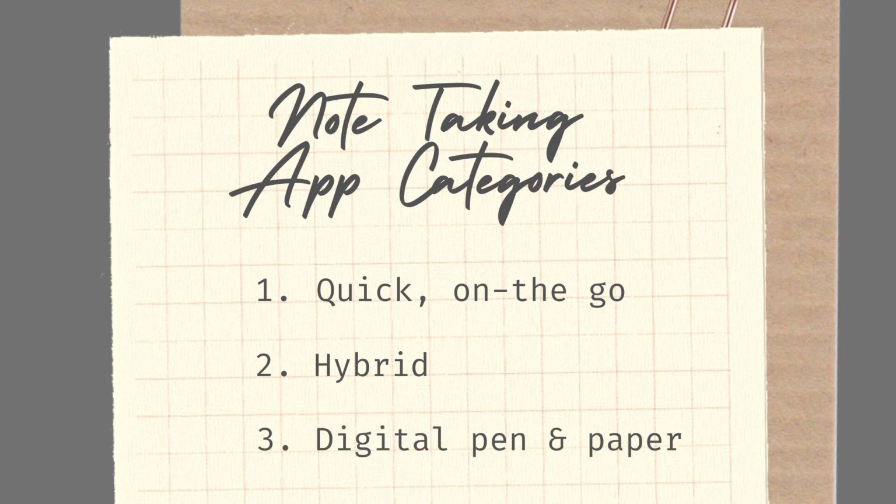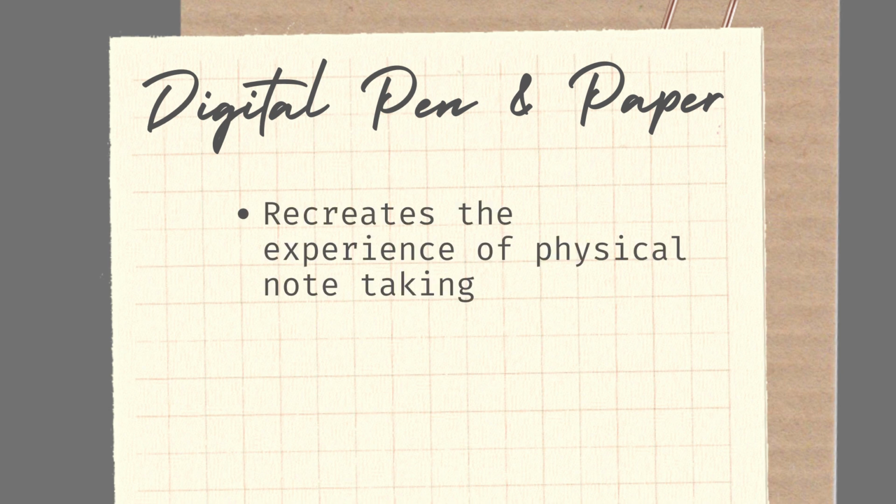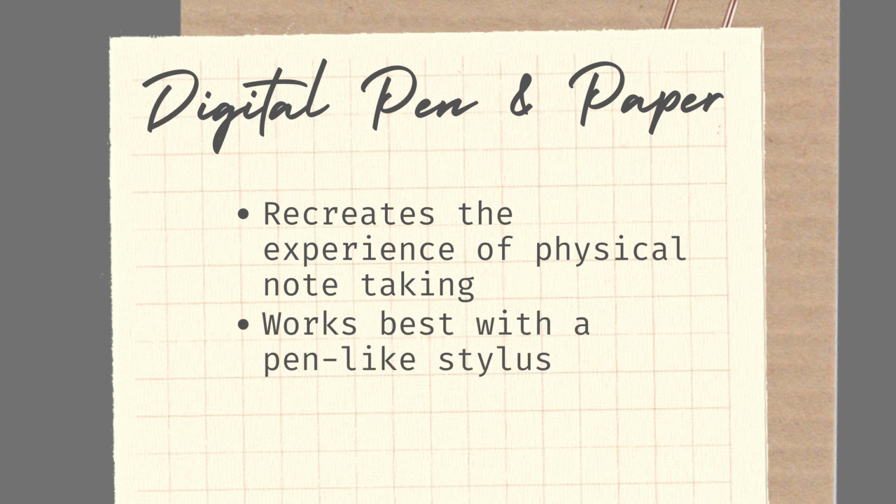And then the third type, which is what we are going to look at today, are the pen and paper apps. So these apps are going to try to replicate the experience of using a pen and paper to write your notes. And these apps are really going to work best if you have the ability to use an Apple Pencil or another smart stylus with them. You could use the very basic stylus, and I will show you what that looks like, but to get the full effect and the full benefit out of these apps, it is helpful to have a more pen-like stylus.